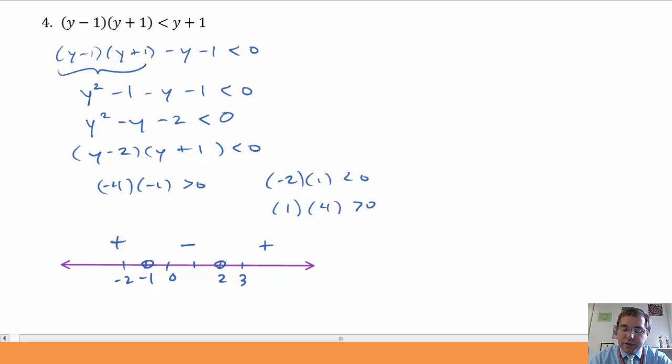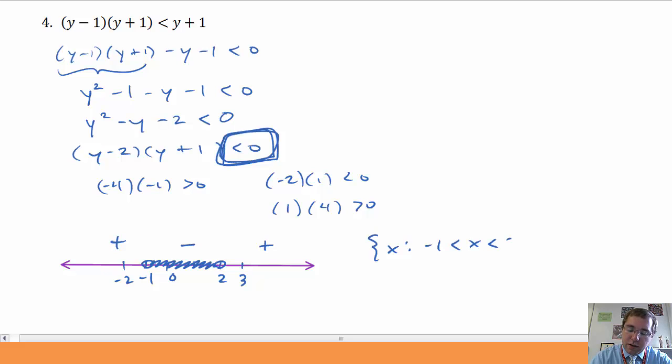So I'm only interested in where it is negative, where it is less than 0. I'm only interested in this section in the middle. So my solution set of all x such that x is between negative 1 and 2. Negative 1 is less than x, which is less than 2. It's just less than because we're not allowing it to be equal to 0 here.